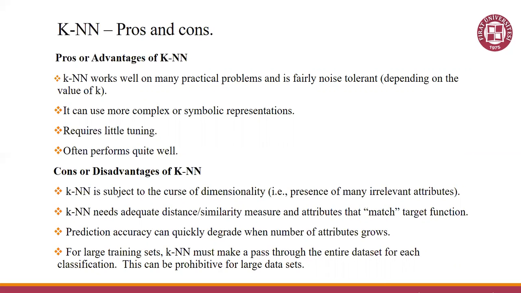The cons or disadvantages of KNN. KNN is subject to the curse of dimensionality, that is, the presence of many irrelevant attributes. KNN needs additional distance or similarity measures that match a target function. The prediction accuracy can quickly decrease when the number of attributes grows. For large training sets, the KNN must take a pass through the entire data set for each classification. This can be prohibitive for large data sets.